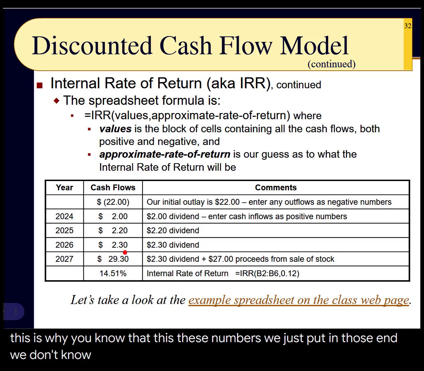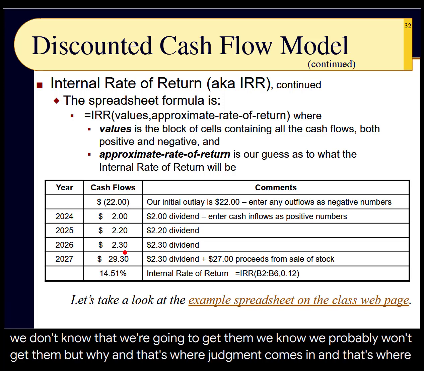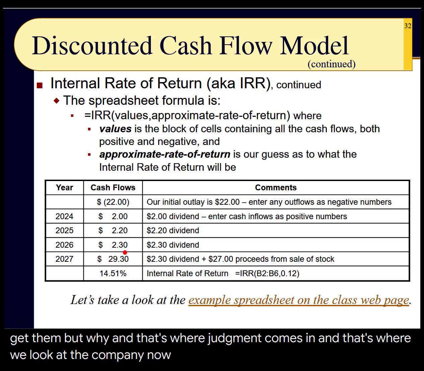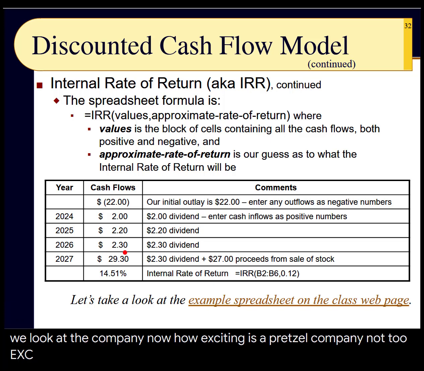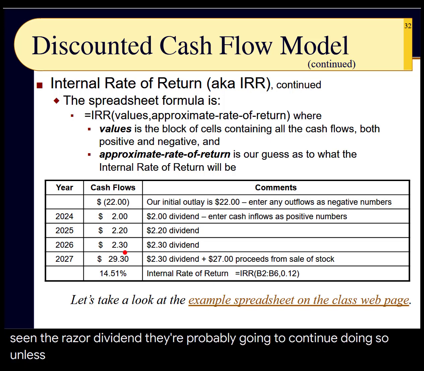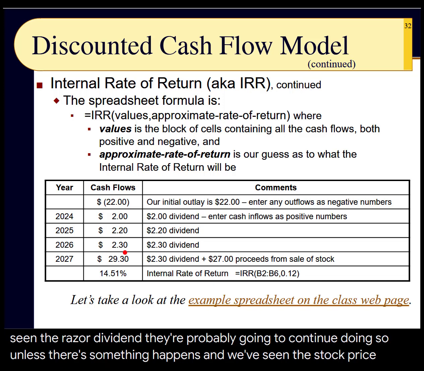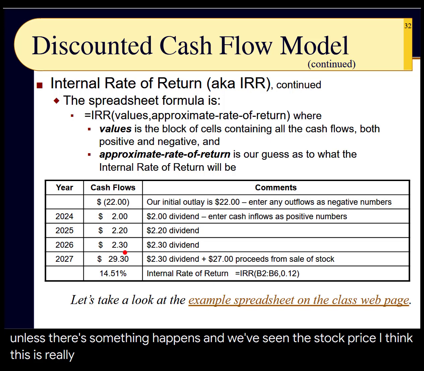We're just putting those numbers in. We don't know that we're going to get them. We know we probably won't get them, but we might. And that's where judgment comes in. And that's where we look at the company. Now, how exciting is a pretzel company? Not too exciting, right? So if they've been raising their dividend the way we've seen them raise their dividend, they're probably going to continue doing so unless something happens. And we've seen the stock price do this, and we're going to see some other tools to help us figure it out. I think this is really exciting.